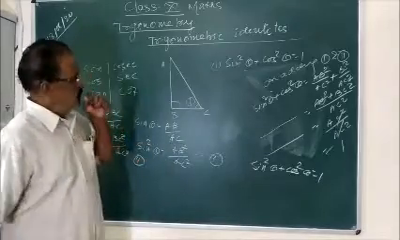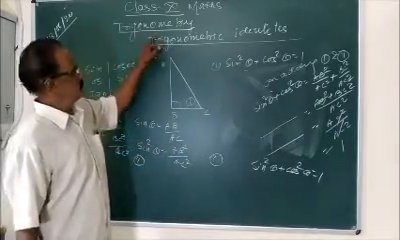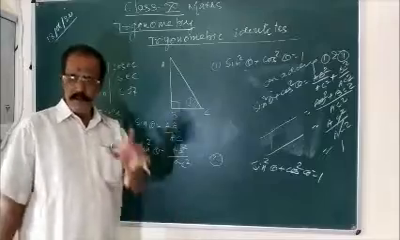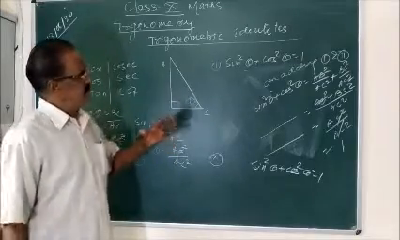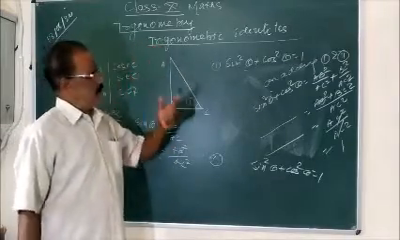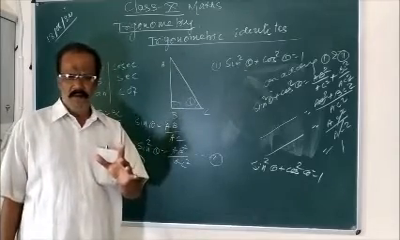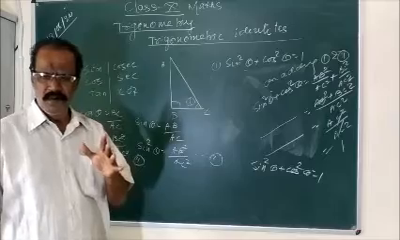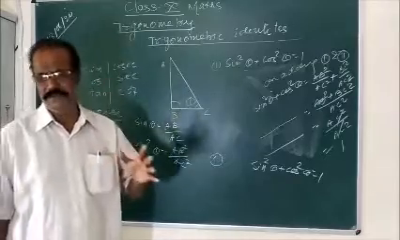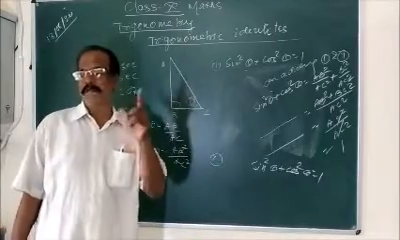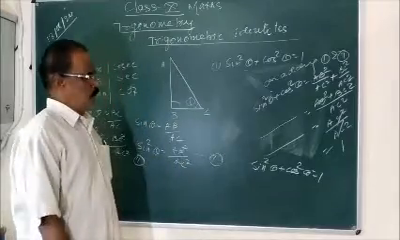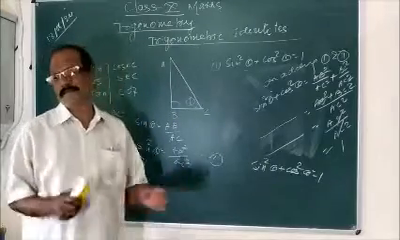I remind you, today the topic is trigonometric identities. Identities, I have explained, are an equation which is true for all the values of the variables which are involved in the given equation.